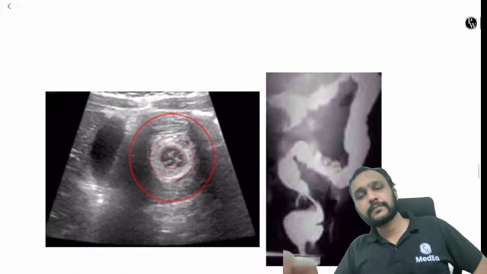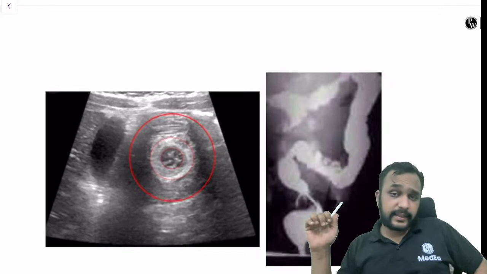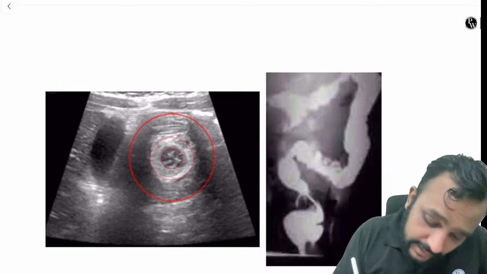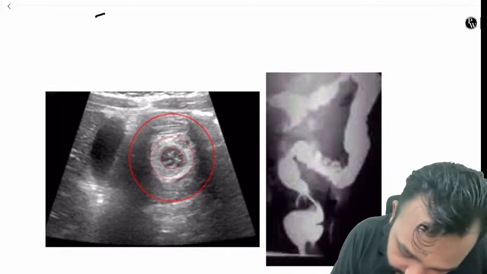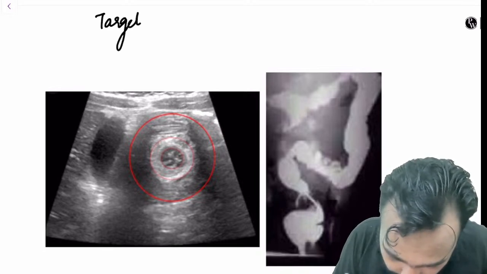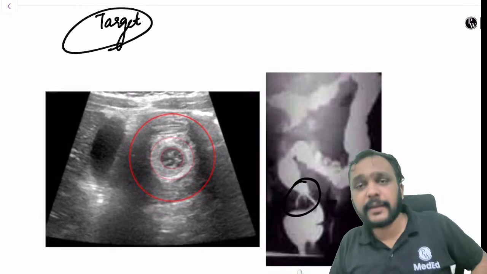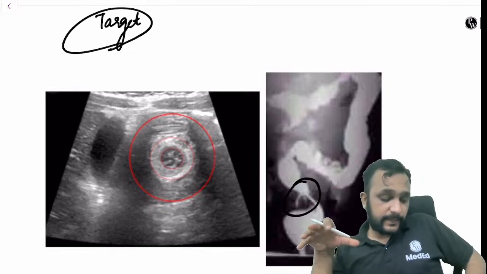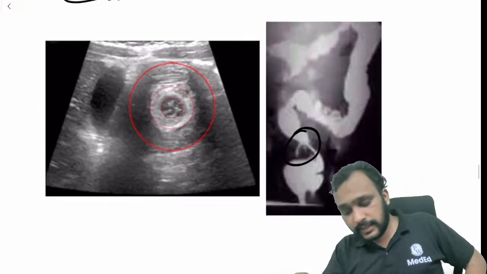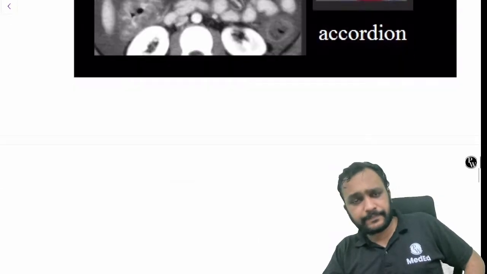Right? So guys, this is the characteristic target sign that you will see in patients with intussusception, and this is the claw sign of the intussusception in barium enema, right?